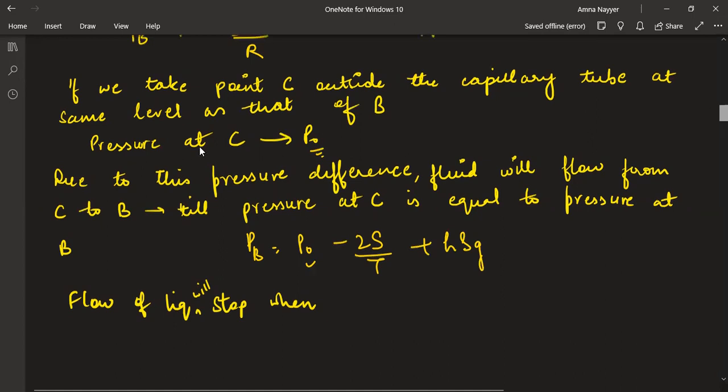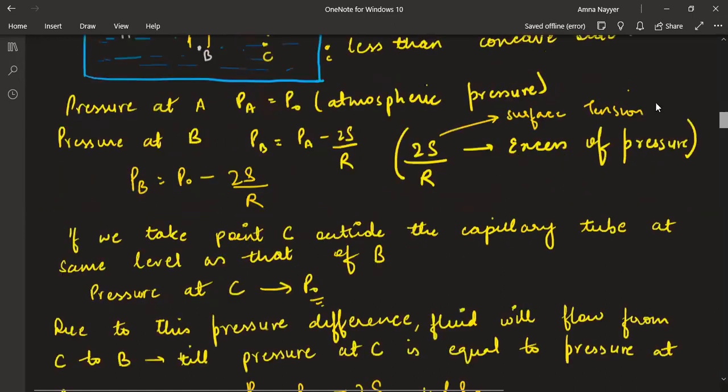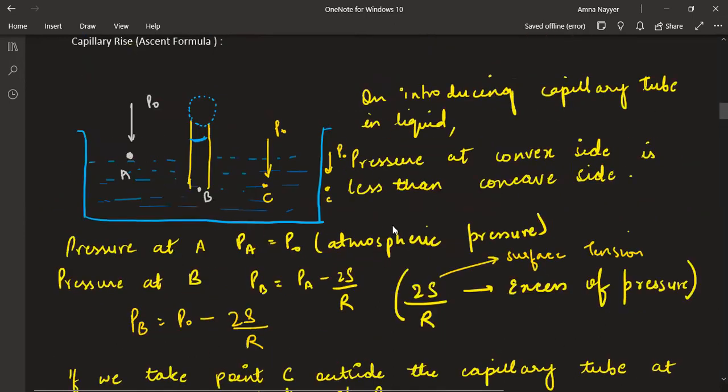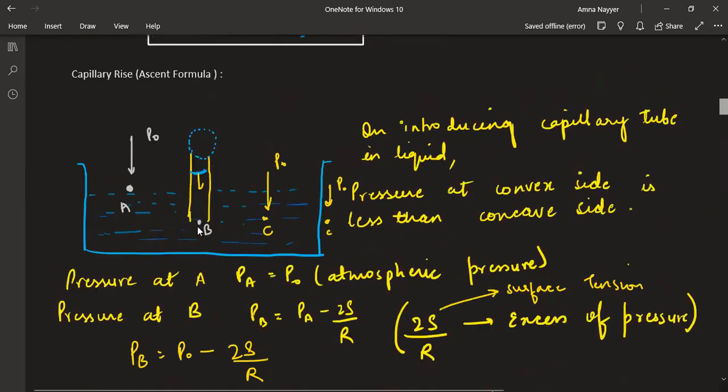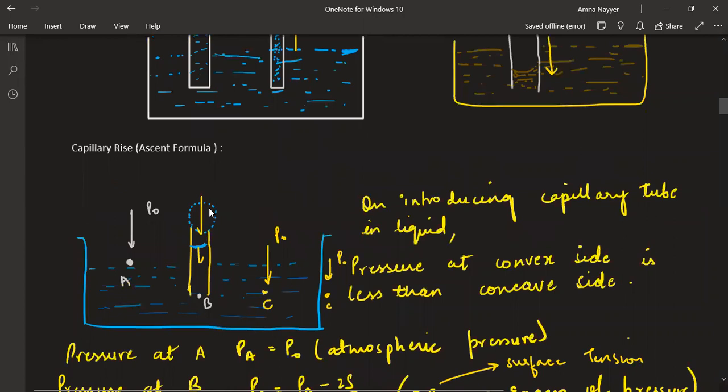Liquid flow will only stop if all the pressures become equal. This is equal to atmospheric pressure. PB becomes equal to the atmospheric pressure. Then only it will stop. If this becomes equal to the atmospheric pressure, that is P naught, then only the liquid flow will stop. Whatever is the pressure, if atmosphere exerts pressure from outside, it won't let the fluid move out.